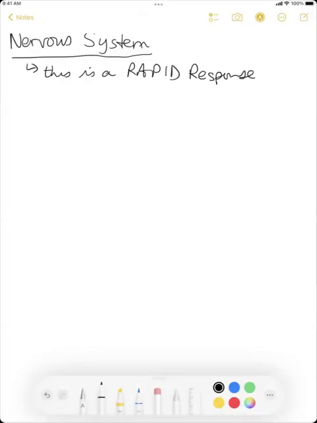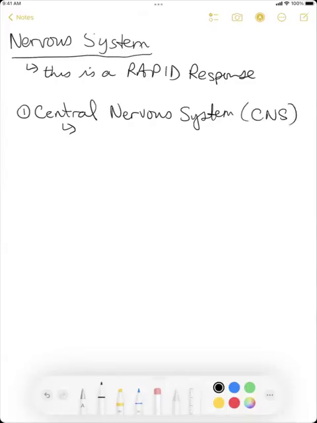When we think about the nervous system, we could actually separate it into two parts. There is the part that we refer to as the central nervous system. The short form of it is CNS, and it includes only two components. It includes the brain and the spinal cord.